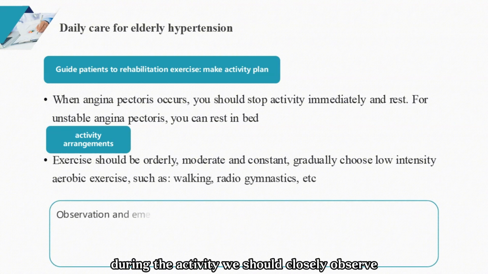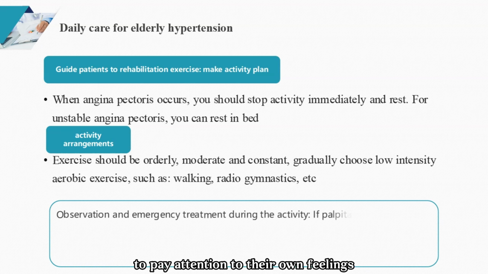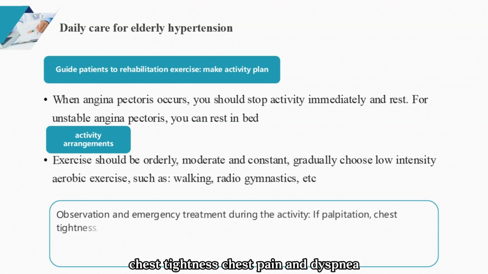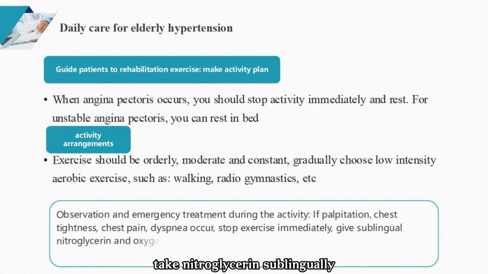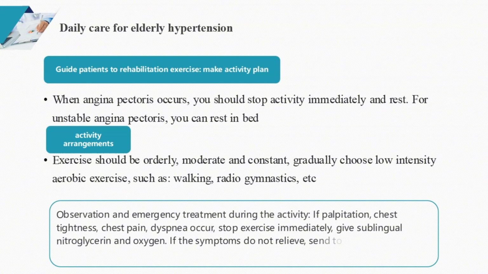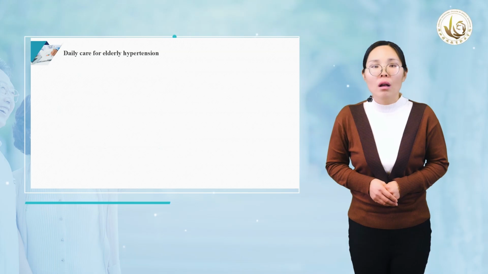During the activity, we should closely observe and ask the patient to pay attention to their own feelings, such as palpitations, chest tightness, chest pain, and dyspnea. If such symptoms occur, the patient should immediately stop exercising, take nitroglycerin sublingually, and receive oxygen therapy. If the symptoms cannot be relieved, the patient should seek medical attention in a timely manner. When angina pectoris occurs, the patient should immediately stop activities and rest.